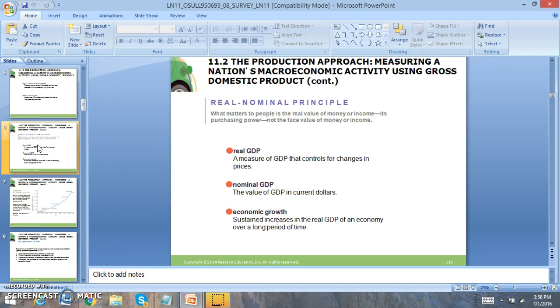When we look at GDP, we're going to measure it in 2 different ways: real GDP and nominal GDP. Real GDP is going to be looking at where we have prices that are constant compared to nominal GDP, where we're going to have both constant price and constant output.